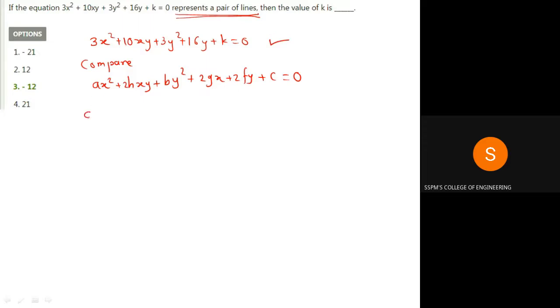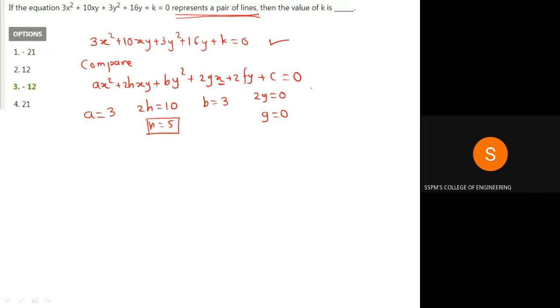So what is a? a is the coefficient of x square. So a is equal to 3. Again, 2h is equal to 10. That means h is equal to 5. Okay. Now by square, and this is 3y square. That means b is equal to 3. Now, what will be the value of g? If you see closely, this 2gx is the coefficient of x. But do you see any term of x here? No. So that means 2g must be 0. That is, g is equal to 0.